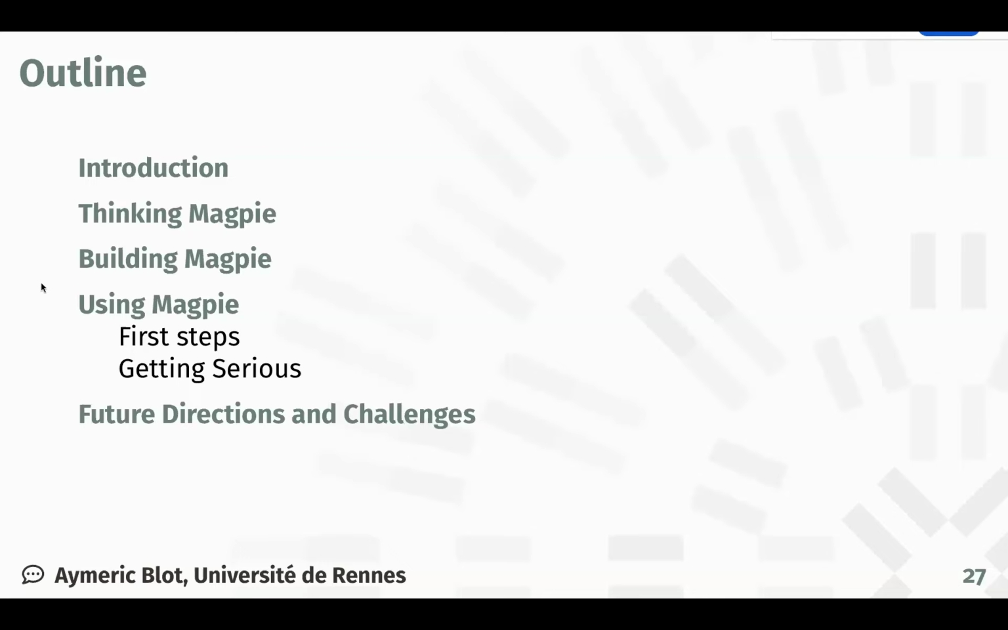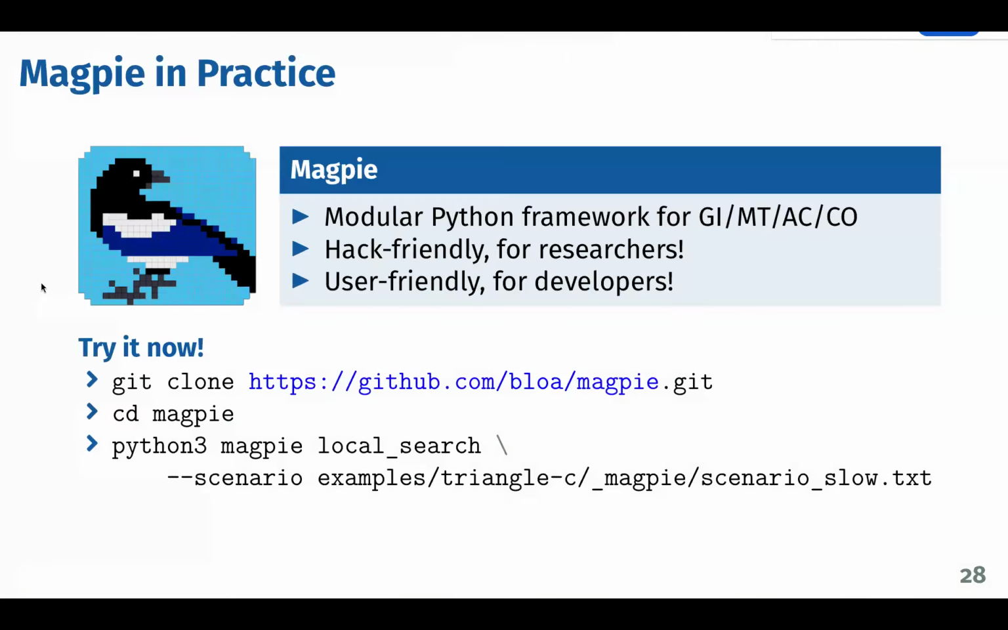And now for the part that should be slightly more interactive, if you want, is the part in which we can use Magpie yourselves. So if you want to follow along, you can simply clone the repository and go for it. The first scenario that we look at is the one that you can find when you clone it, on the README. So if you want to follow along, you can start there.